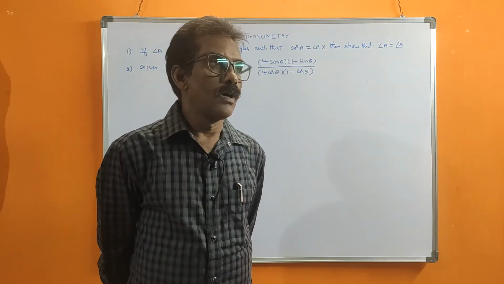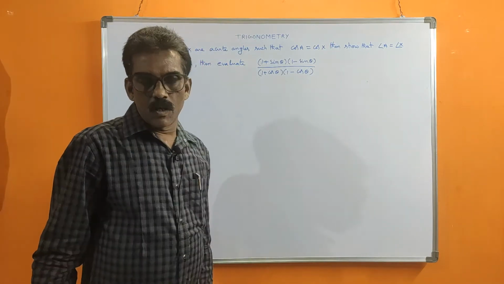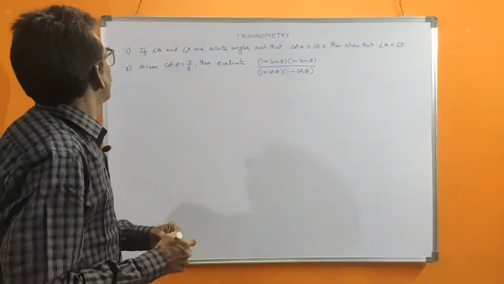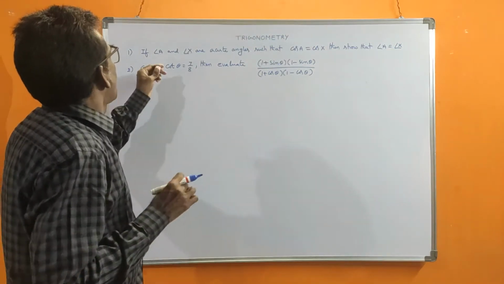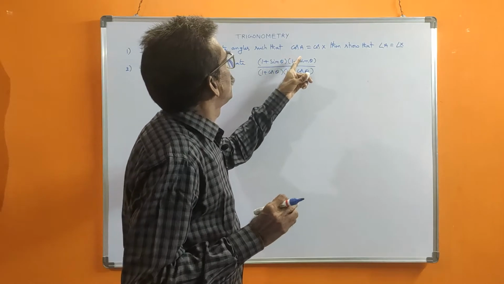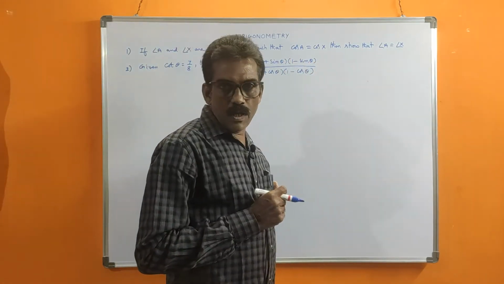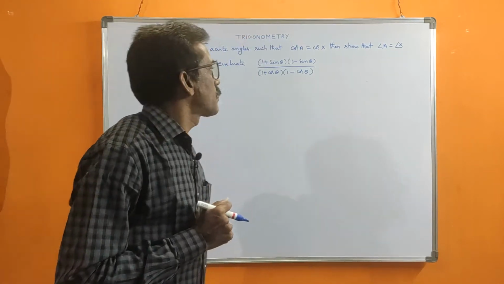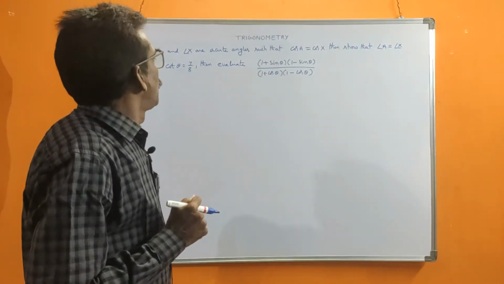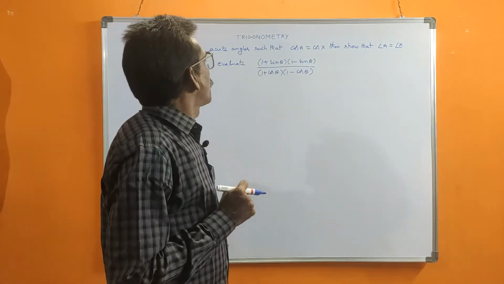In this video, I want to explain these two trigonometric problems. The first problem is: if angle A and angle X are acute angles such that cos A is equal to cos X, then show that angle A is equal to angle X. That is the problem. Now, in this, angle A and angle X are acute angles.